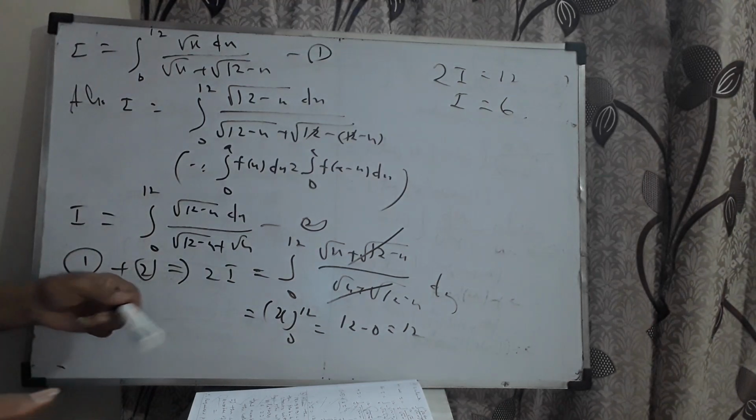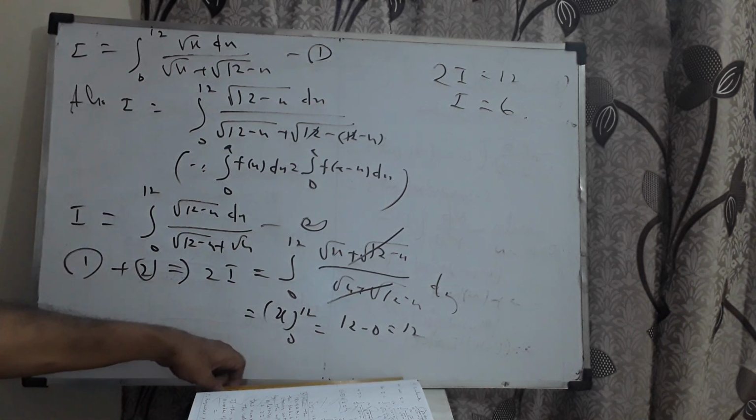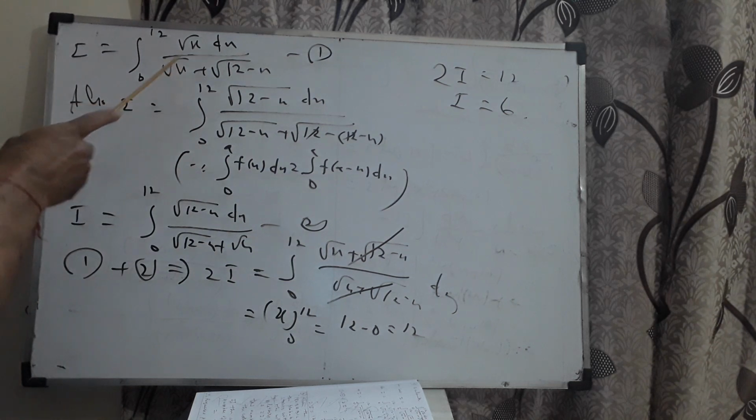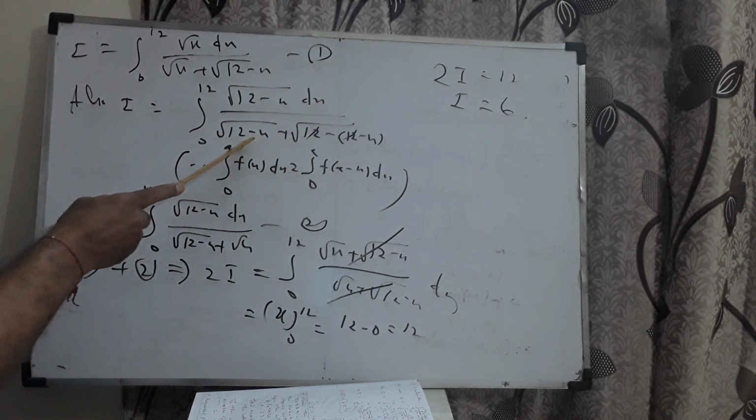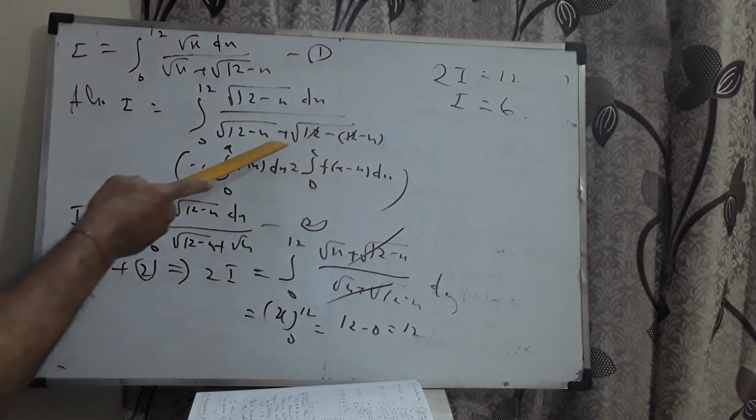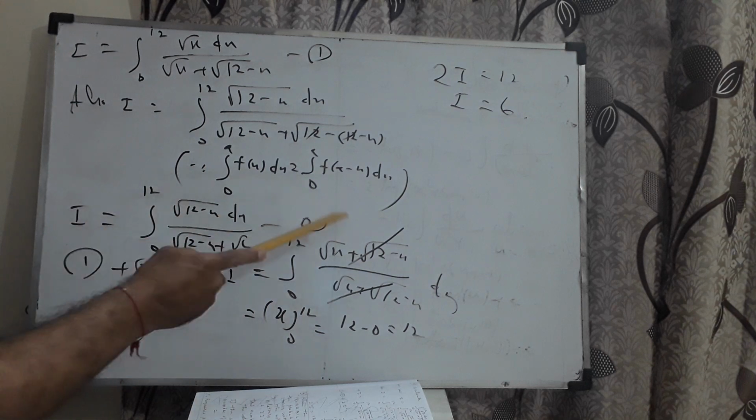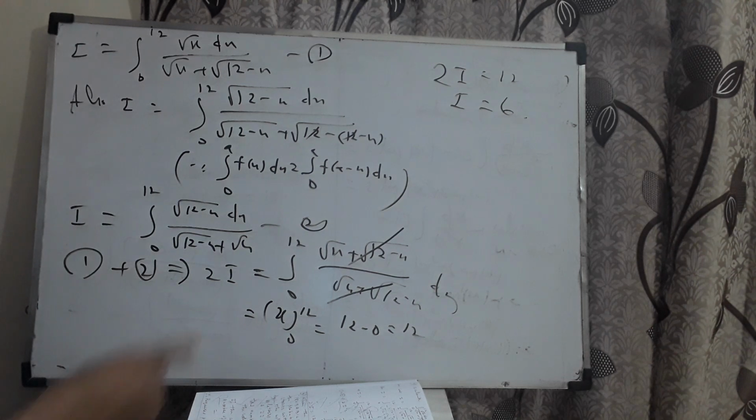Let me just repeat the whole process. Integral 0 to 12 root x dx by root x plus root of 12 minus x. I call it I. This is what I am supposed to find out. Also I equals integral 0 to 12 root of 12 minus x dx by root of 12 minus x plus root of 12 minus (12 minus x). Here minus into minus becomes plus x. Since the denominator is the same, I am going to add 1 and 2. This is my equation 2.